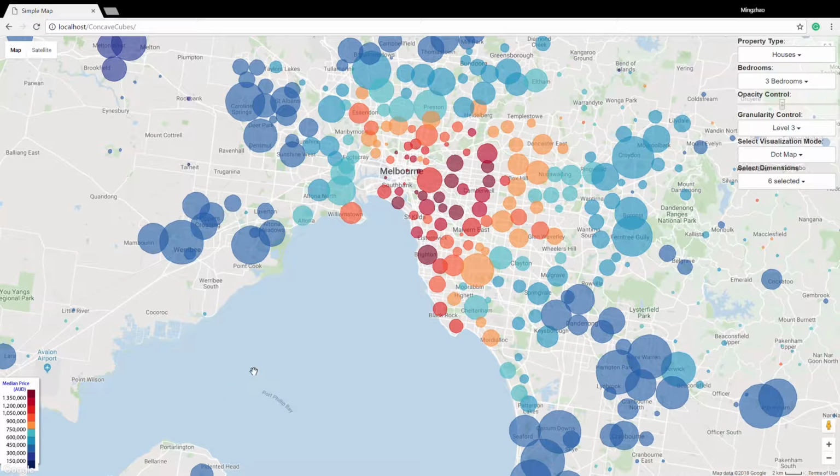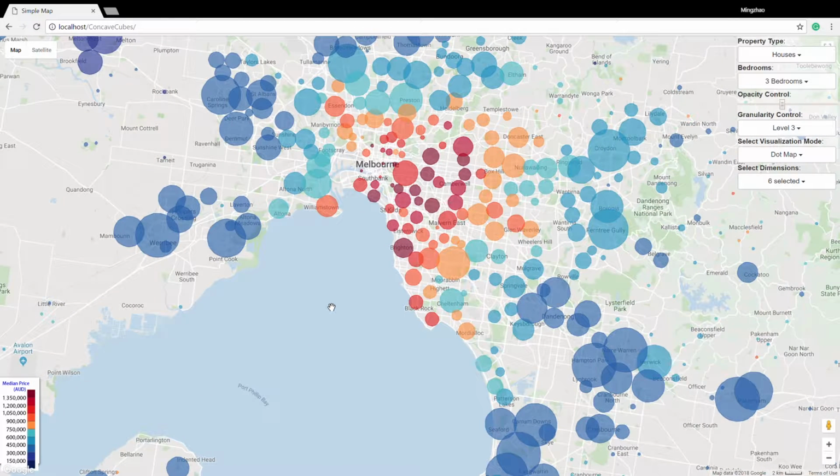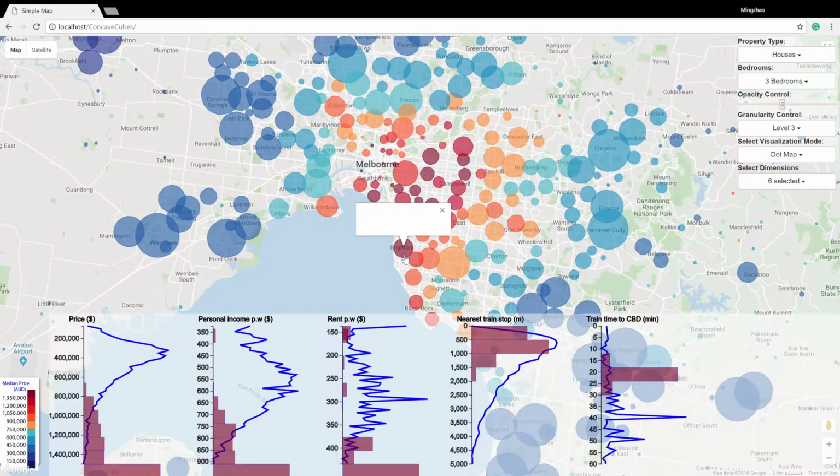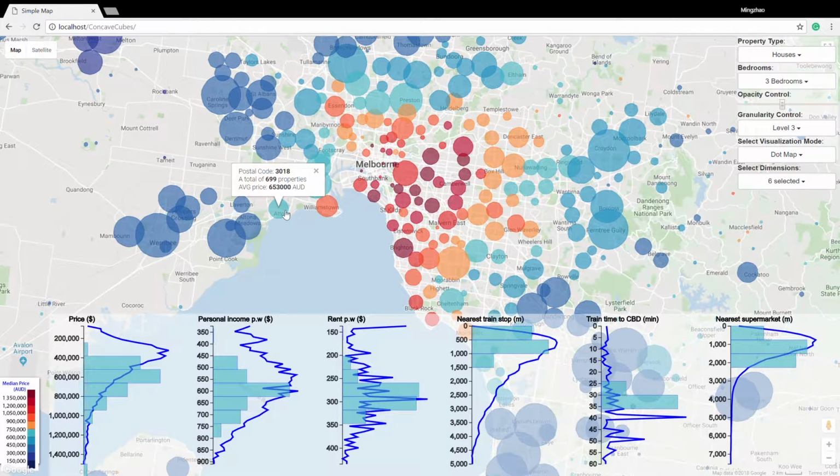Here, in our map view, we provide two kinds of cluster maps. In the bubble-based cluster maps, each bubble represents a cluster of properties. Color represents the average price, and size represents the total number of properties in the cluster.